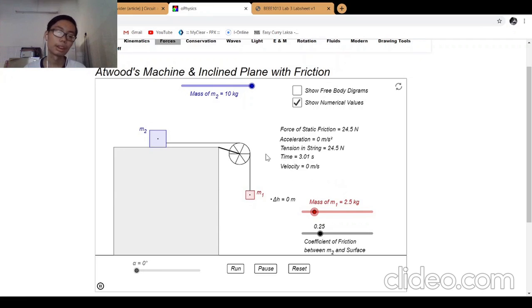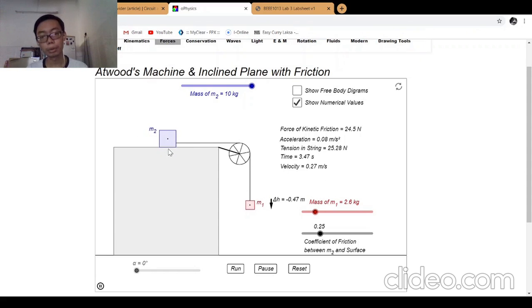That means, I would say, yeah, 2.5 kilogram is the maximum static frictional force inserted here. Okay, so when we adjust it to 2.6, the force already exceeds the maximum static friction, so the M2 will move towards M1.